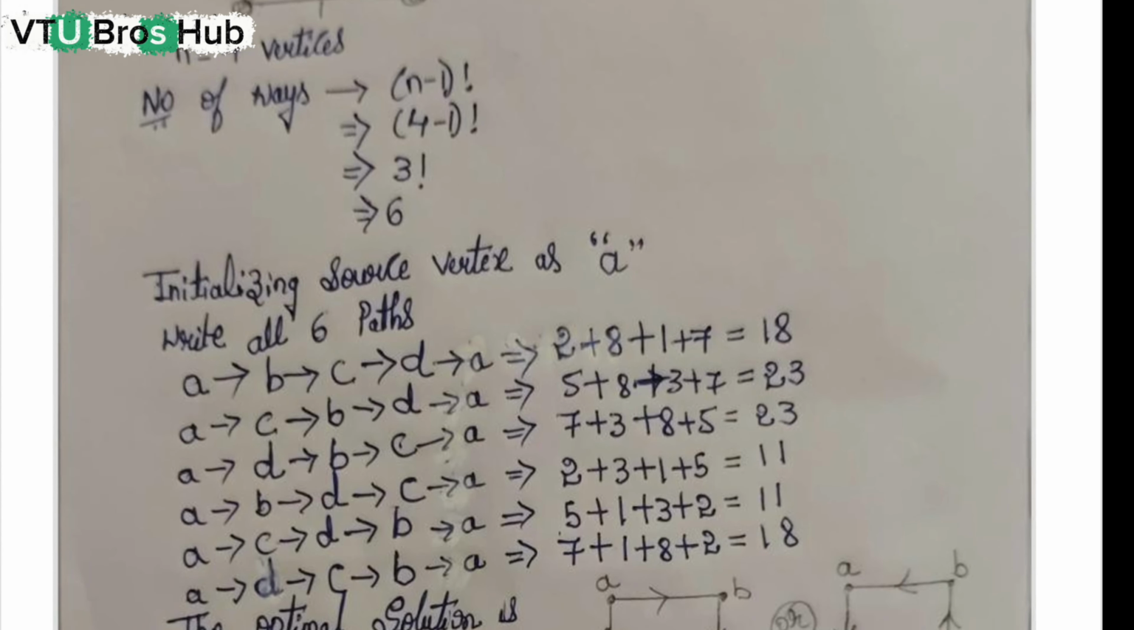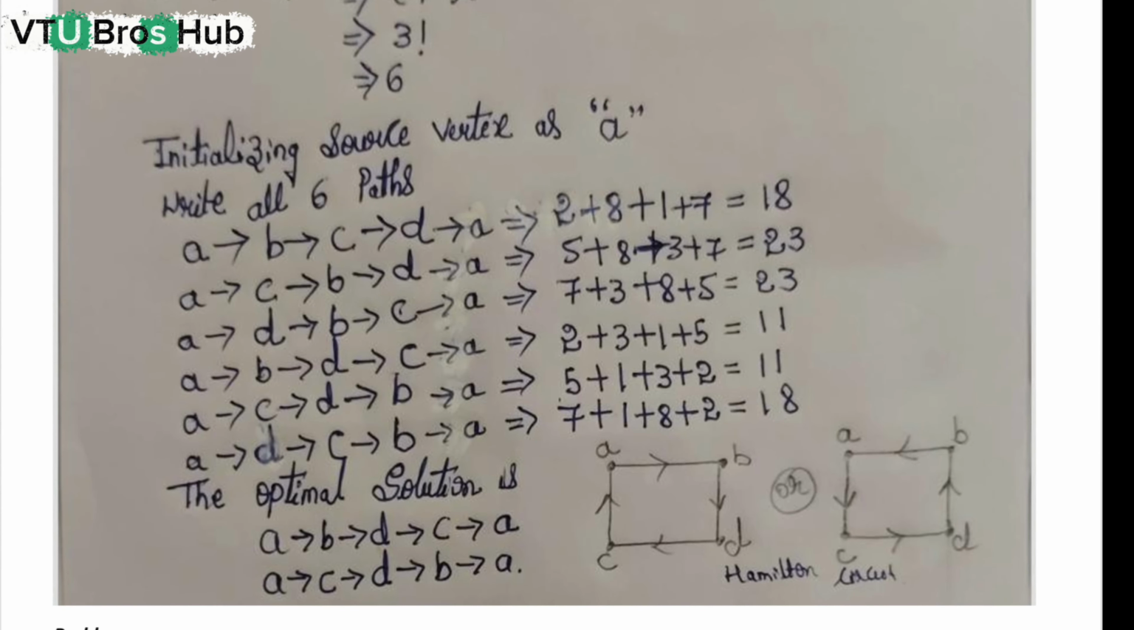We'll fix the starting vertex as A and write all 6 paths that start and end at A. Let's now list all 6 paths and calculate the total cost for each one. A to B to C to D to A equals 2 plus 8 plus 1 plus 7, total 18.